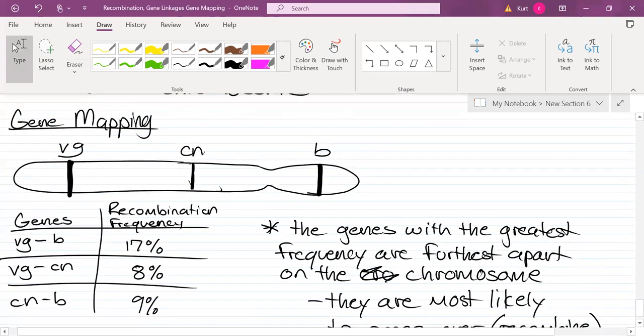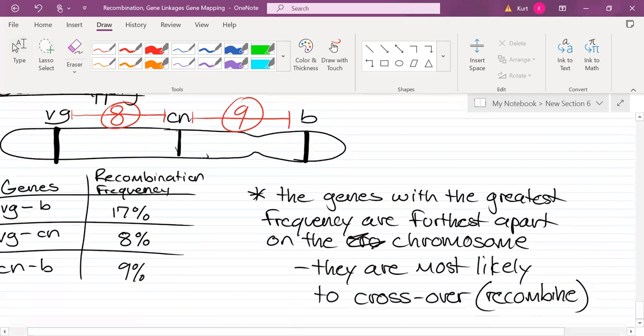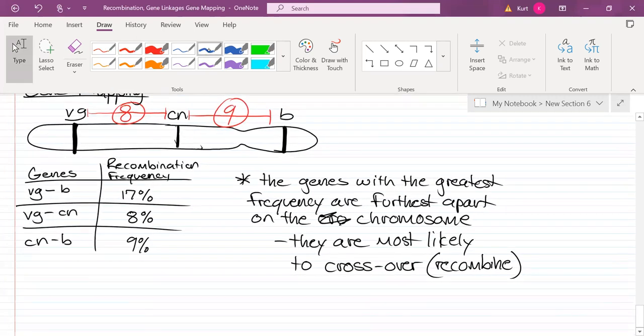How many mapping units are there between VG and CN? To answer that question, you just look at the percent. That is 8. What about between CN and B? 9. And what about VG to B? 17. 8 plus 9 is 17. So if you want to know which genes are furthest away from each other, you need to identify which one has the greatest chance of recombination.